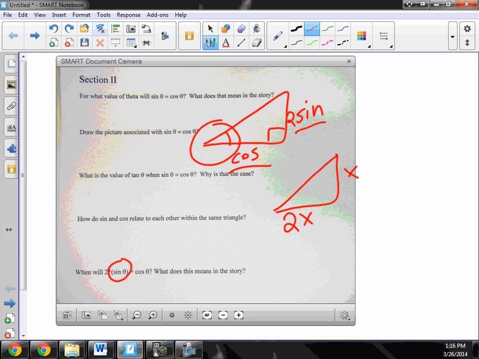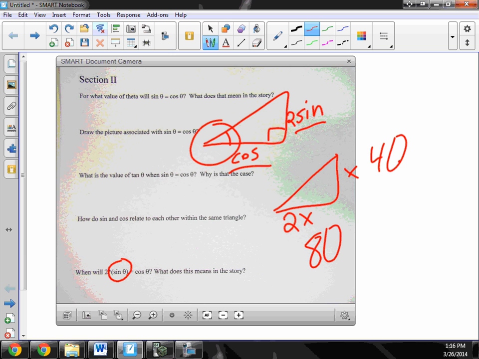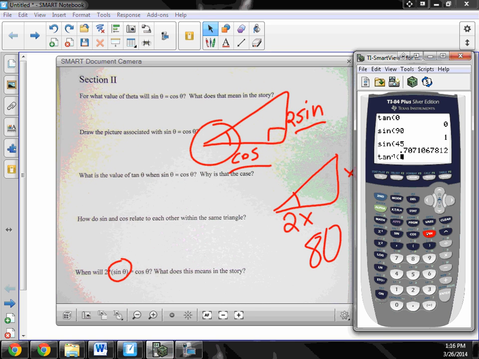Well, we've forgotten a really important rule. Does the size of the triangle affect the angle? No. So it doesn't matter how big we make this. So let's make this 40. Well, if that's 40, then this is 80. Now, how do we calculate that? Inverse tangent. So, inverse tangent of 40 over 80.